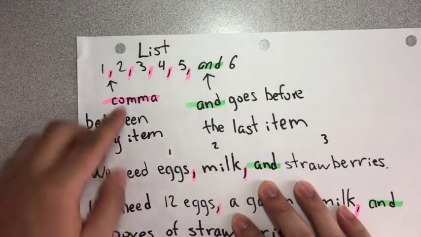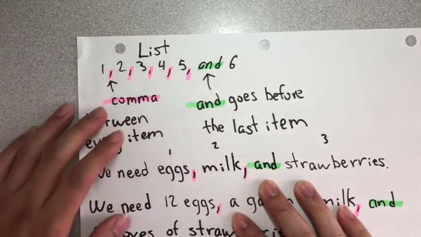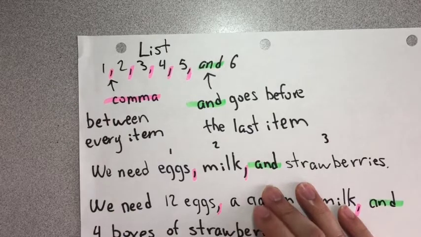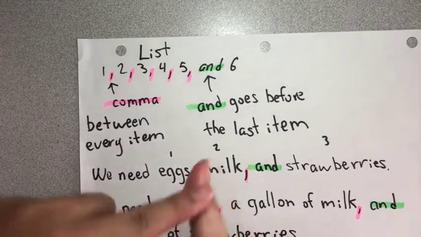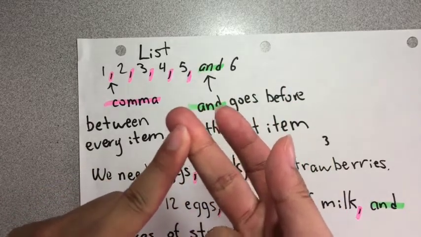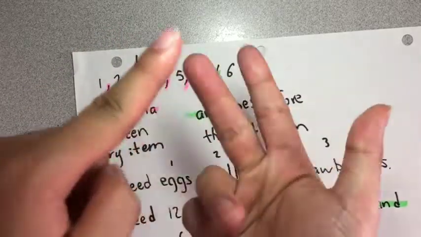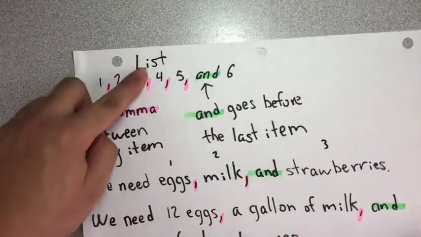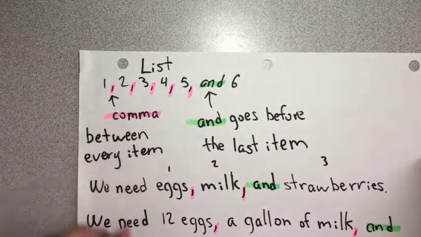All right, now let's talk about making a list. A list is everything you need or you want to say. So let's say I go to the grocery store. I need apples, milk, bananas, and a hat. See, I made a list. I need apples, bananas, milk, and a hat. That's called a list.